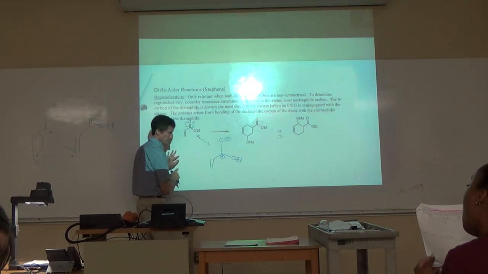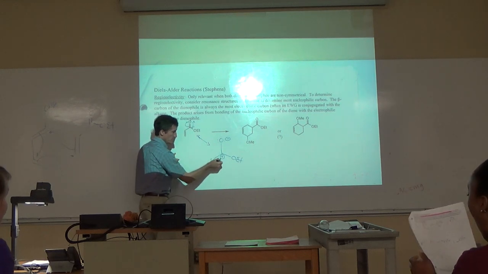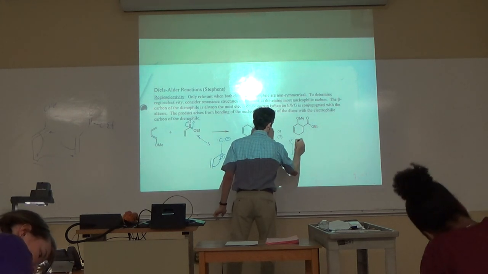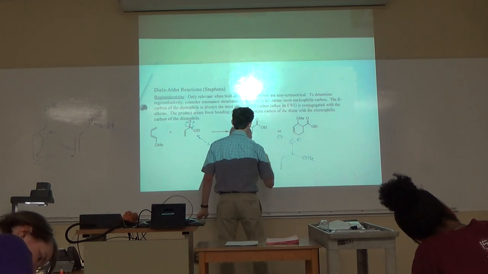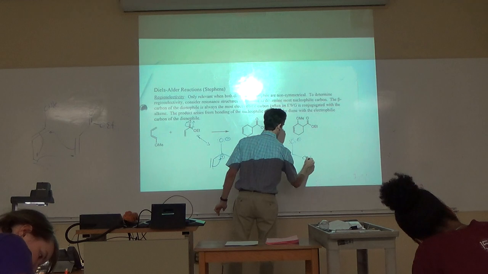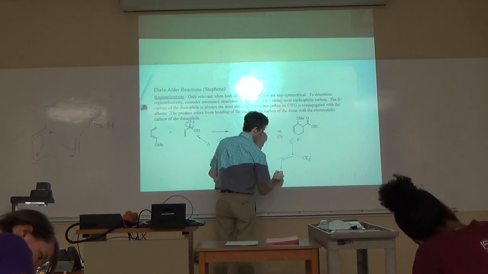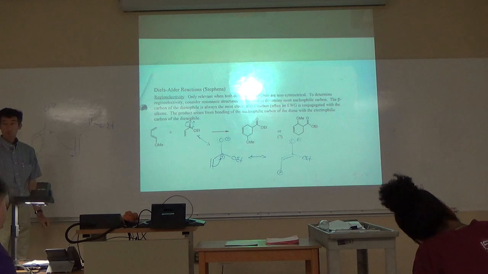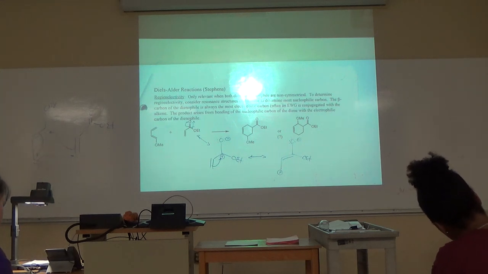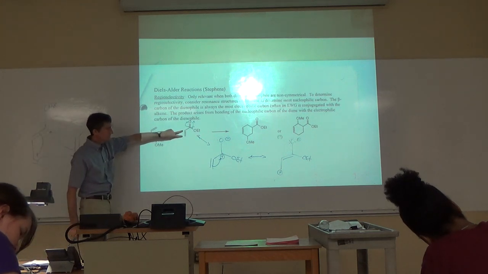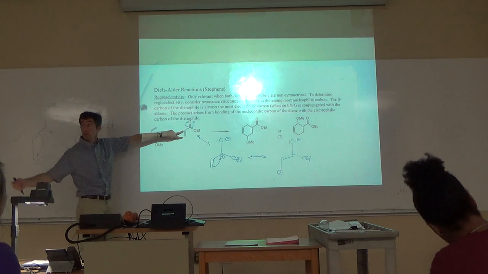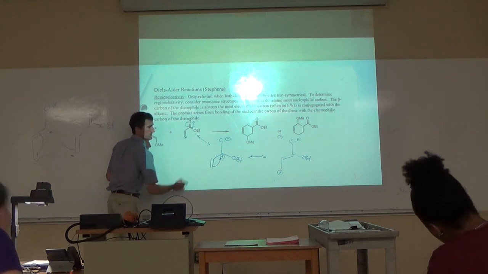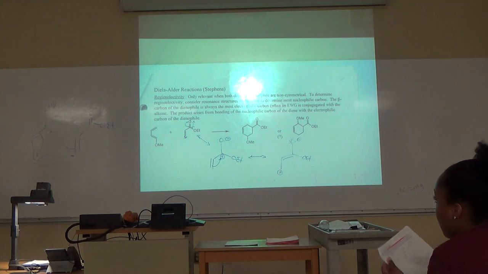Can you draw another resonance structure here? Windshield wiper these up. Here and here, positive there. Okay, those are your resonance structures. In the hybrid, which carbon of the alkene is partial plus, top or bottom? Bottom. You see that from this resonance structure right here. Bottom is partial plus. We see that from resonance.